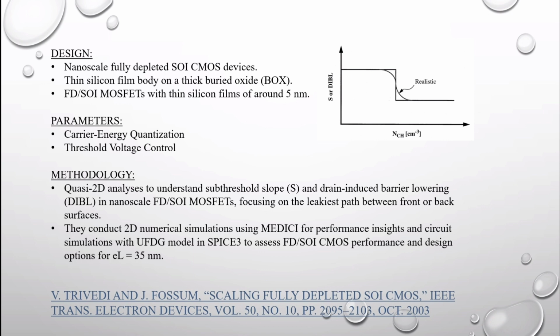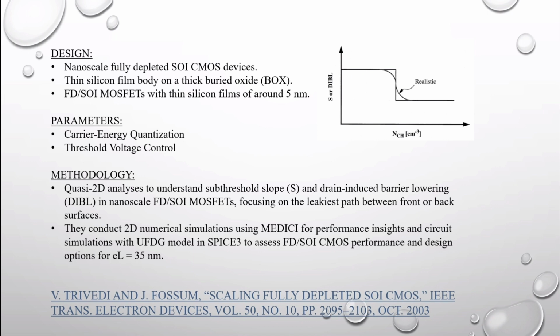The researchers employ a methodology that includes quasi-2D analysis to gain insights into the subthreshold slope S and drain-induced barrier lowering DIBL in nanoscale FD-SOI MOSFETs. They specifically focus on identifying the leakage path between the front and back surfaces of the devices. By understanding these effects, they aim to optimize the transistor performance.